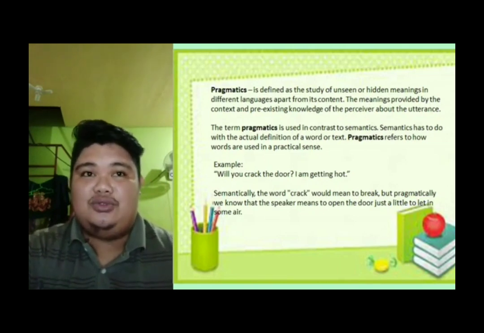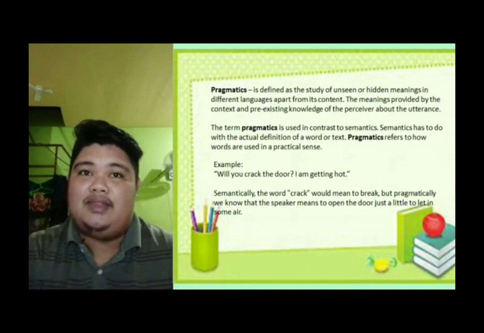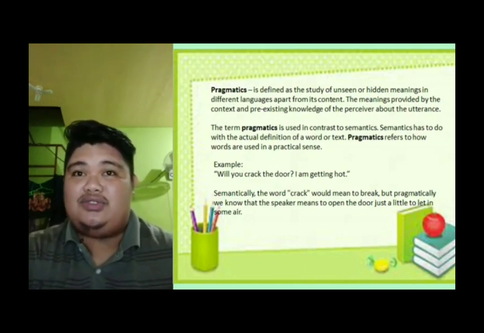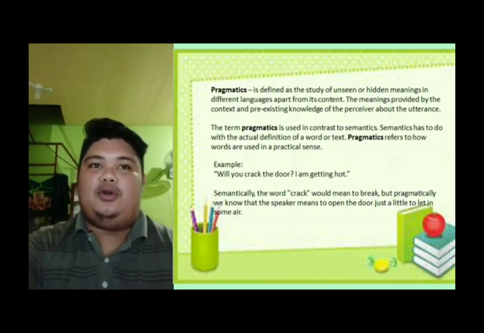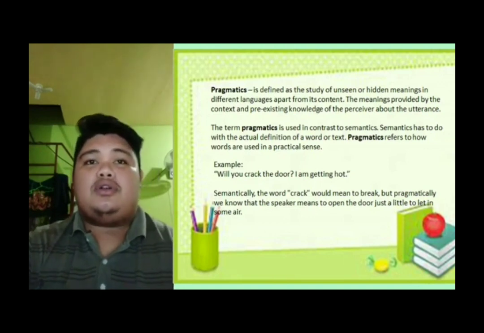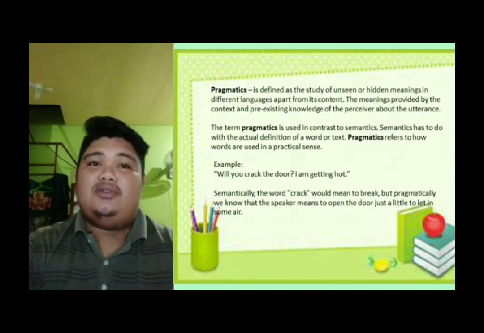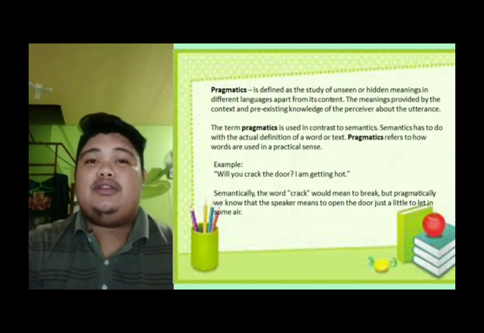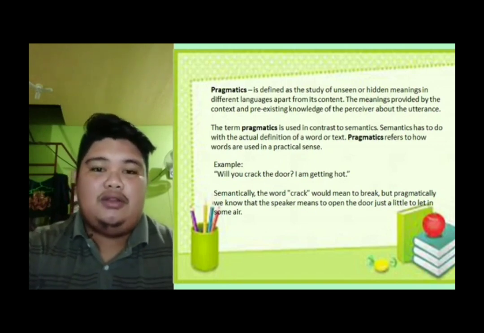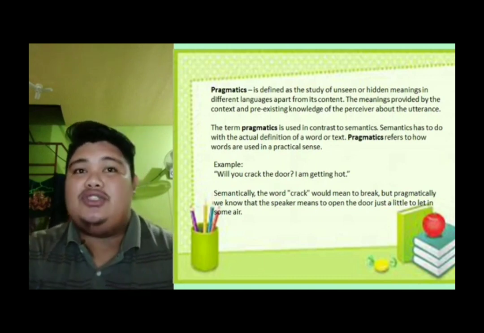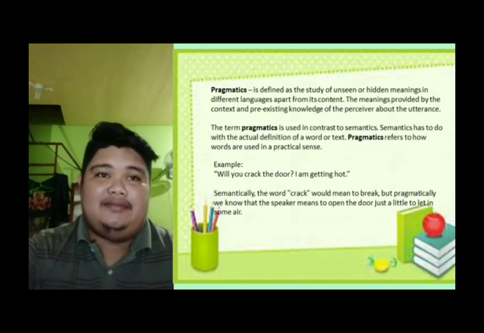Semantics has to do with the actual definition of a word or text, while pragmatics refers to how words are used in a practical sense. For example, will you crack the door? I am getting hot. So, semantically, the word crack would mean to break, but pragmatically, we know that the speaker means to open the door just a little to let in some air.